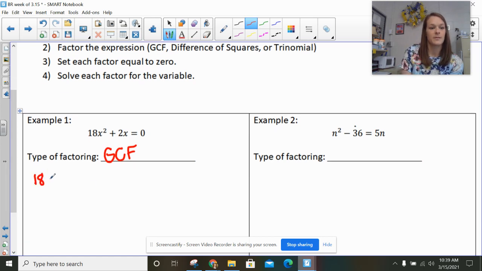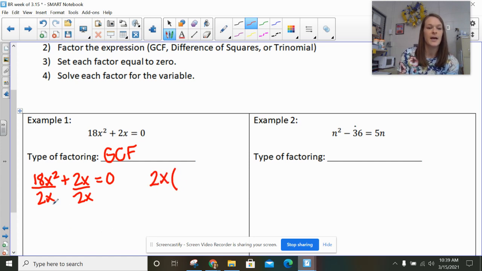All right, so I have 18x squared plus 2x equals 0. Now, I can divide both of these by 2 and an x. And so that is going to give me, I'm going to write it over here, 2x goes on the outside. Remember, your GCF always goes on the outside. And then when we divide, 18 divided by 2 is 9. That x squared, one of them will go away with that one, so it'll just be a 9x, plus 2x divided by 2x is just 1.